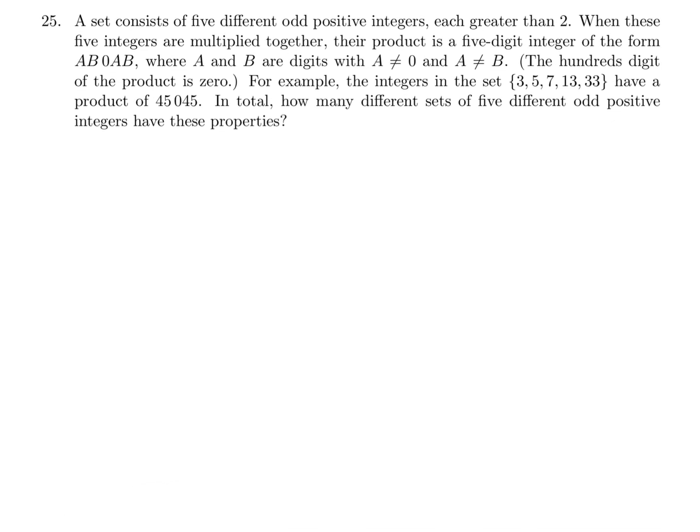Okay, so we have A, B, C, D, and E, and it's a product, so multiplied together. And they're saying that when you multiply those together, you get a product AB0AB, and these are the digits of that 5-digit number. And A is not equal to 0, and A is not equal to B. Okay, so our number, we'll call it n, and it's equal to AB0AB.